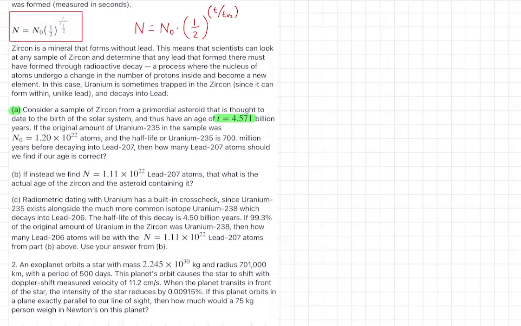So that's going to be our value of T, as in the formula. We're also given the original amount of uranium-235. The fact that it's uranium-235 doesn't matter until part C, but hold that thought. And then we're also given the initial quantity of uranium-235. That's given to us in number of atoms. All of our quantities of substances here are going to be given as number of atoms.